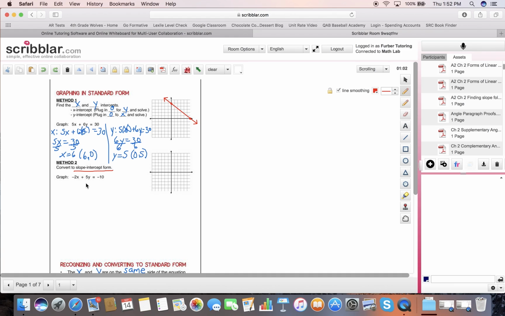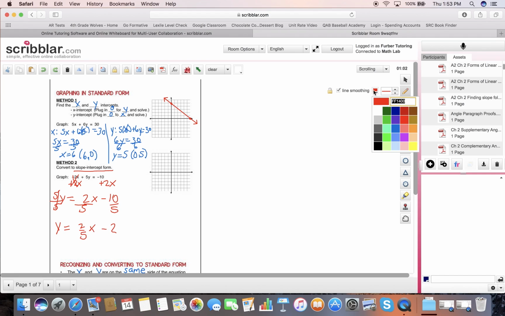I want to get the y by itself. So I'm going to add the 2x to put it on the other side. And I have 5y equals, and I'm going to put the x term first so it looks like mx plus b. And then I'm going to divide by 5. But remember, when I divide, I have to divide both terms by 5. So I'm going to get this equation. y equals 2/5 x, and then -10 divided by 5 is -2.